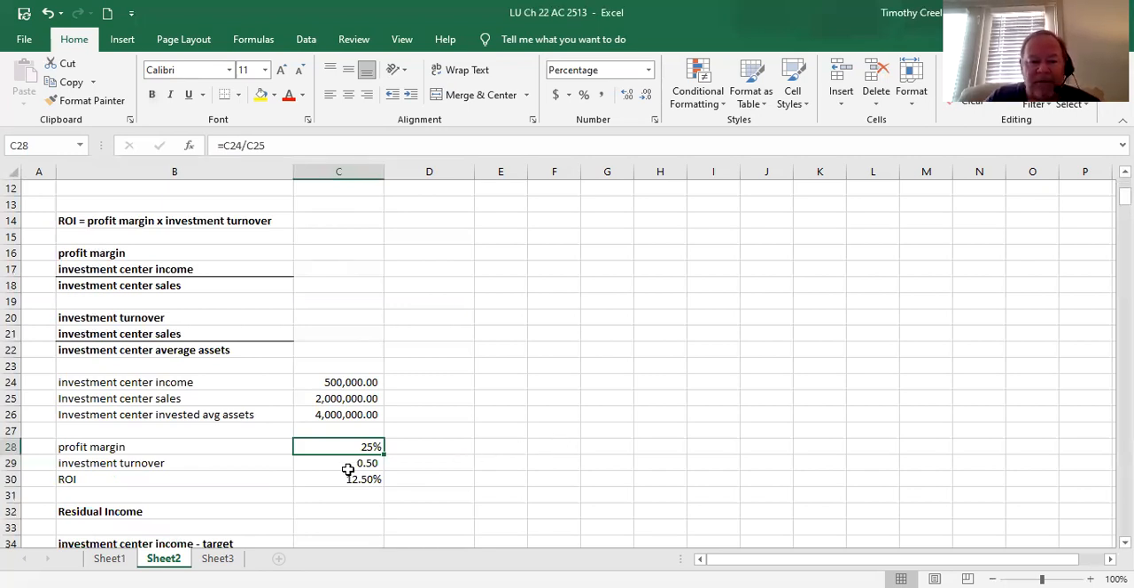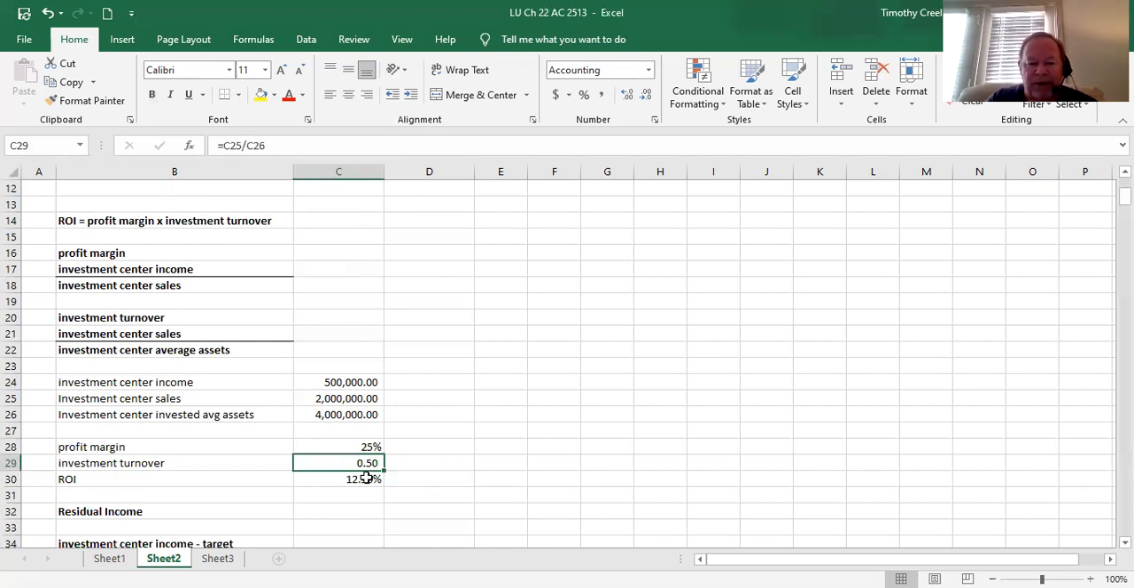Now, for our investment turnover, we'd take the investment center sales, which are 2 million, and divide it by the investment center average assets, which are 4 million, and we would get 0.50. So basically what the investment turnover here says is that for every dollar that we invest in assets, we generate about 50 cents in sales.